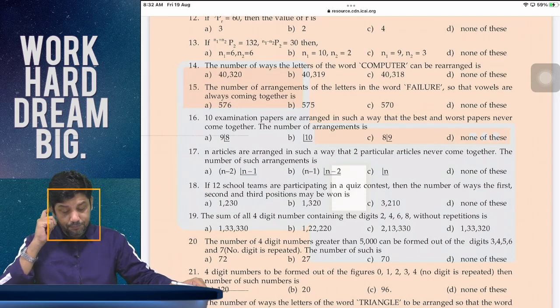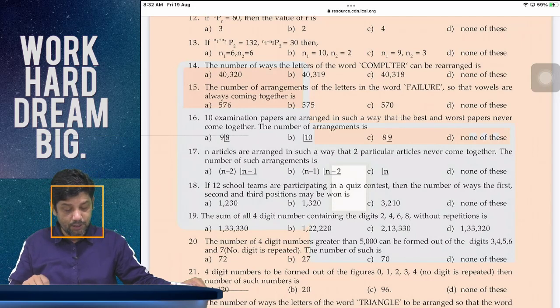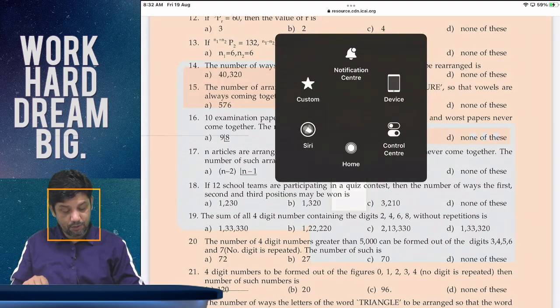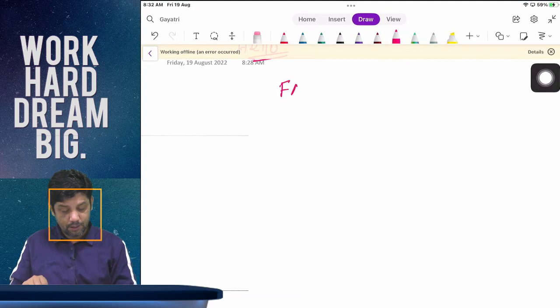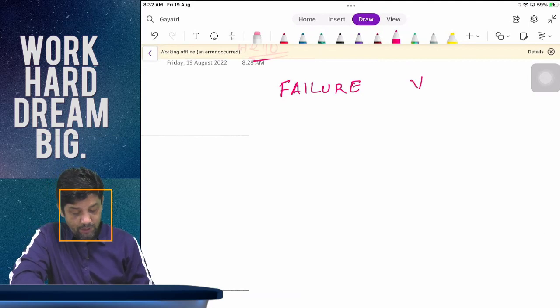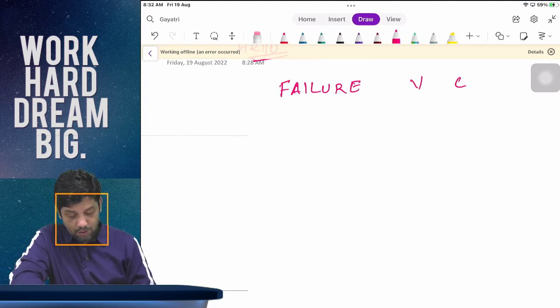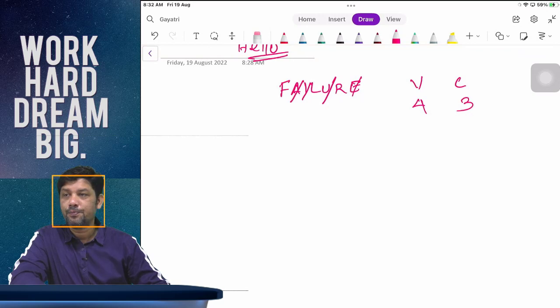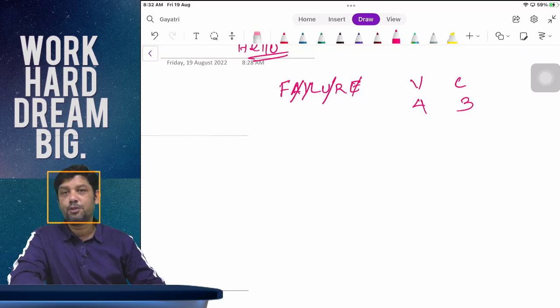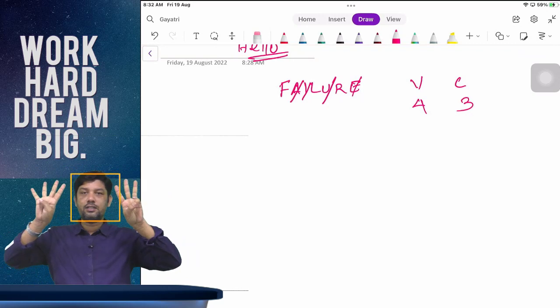Now listen here. The number of arrangements of the letters in the word failure so that vowels always come together. Now look at this, my dear. How many vowels, how many consonants? 1, 2, 3, 4. 4 vowels, 3 consonants. The vowels always come together.